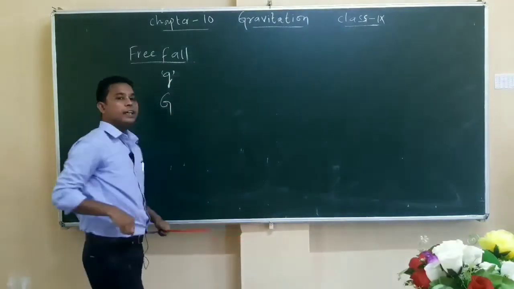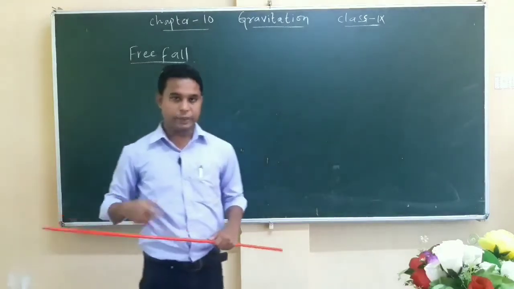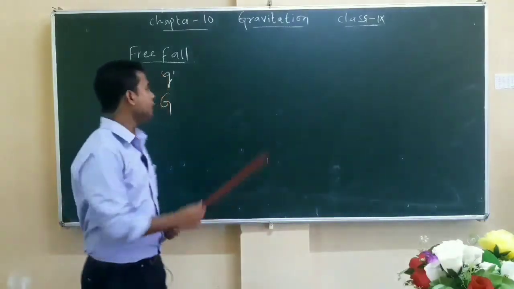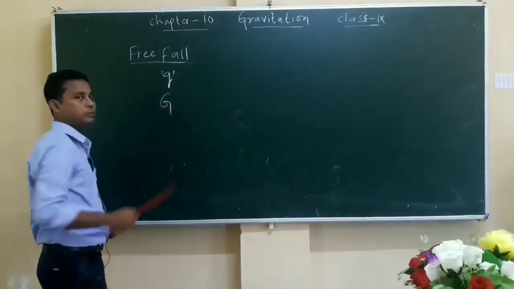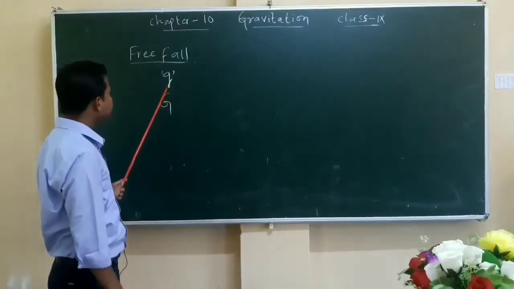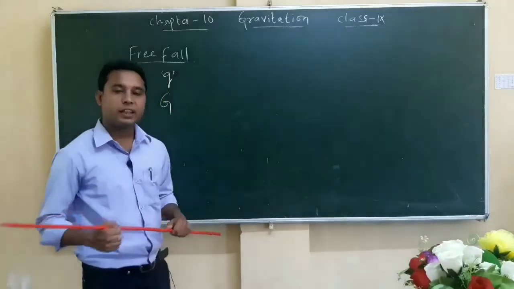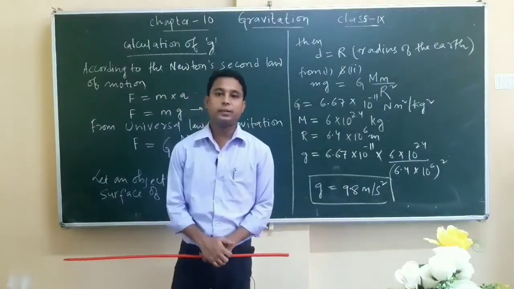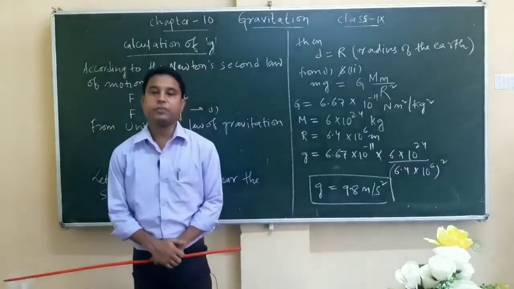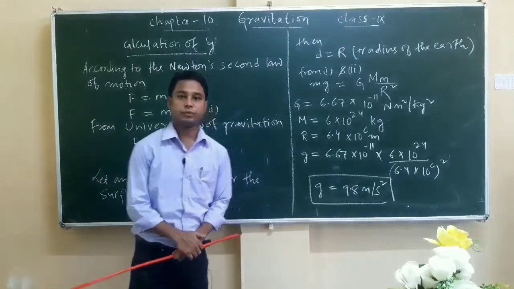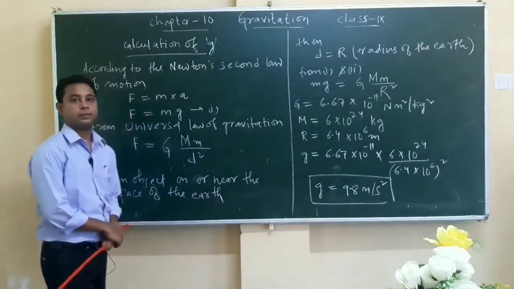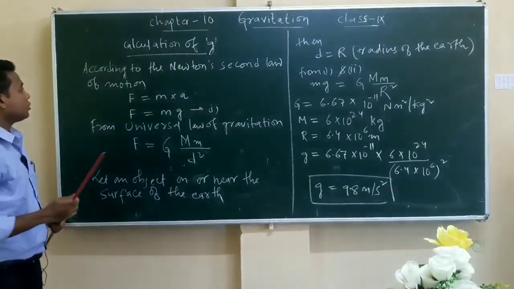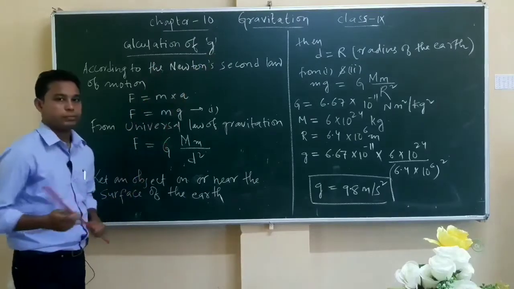Capital letter G indicates gravitational constant. Keep it in your mind. Capital letter G indicates gravitational constant, and small letter g indicates acceleration due to gravity. Now let us find the expression for acceleration due to gravity. So that is the calculation of g.